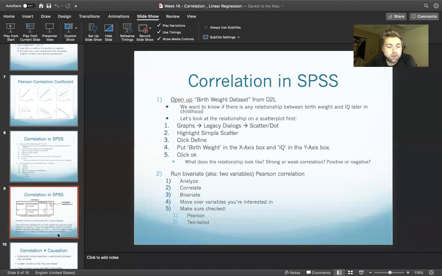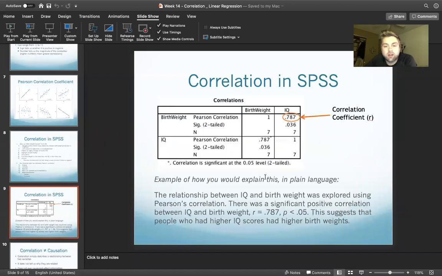So our data is a little different, but it was the same in that we had this really high correlation and it was significant. So we'd say that the relation between IQ and birth weight was explored using Pearson's correlation. There's a significant positive correlation. Ours was even higher than that. And this suggests people who had higher IQ scores had higher birth weights.